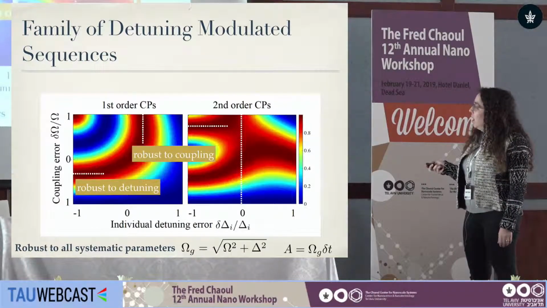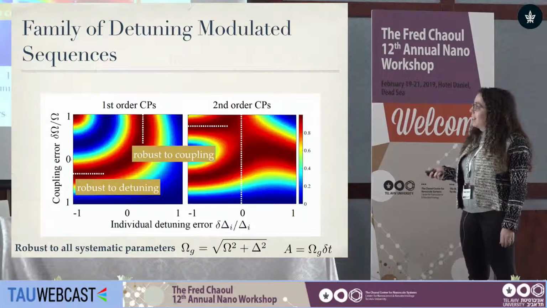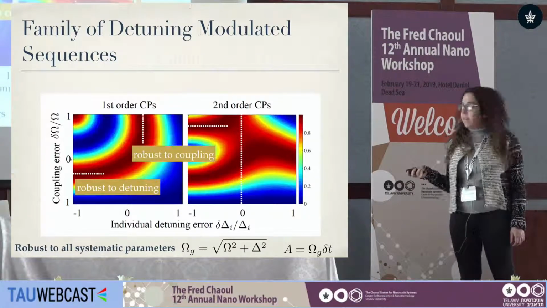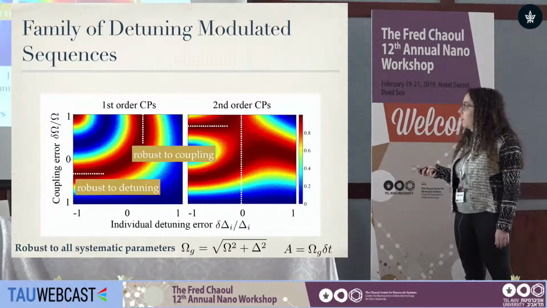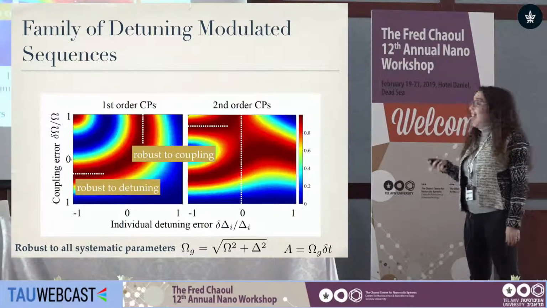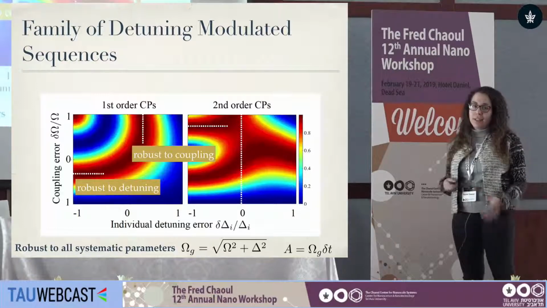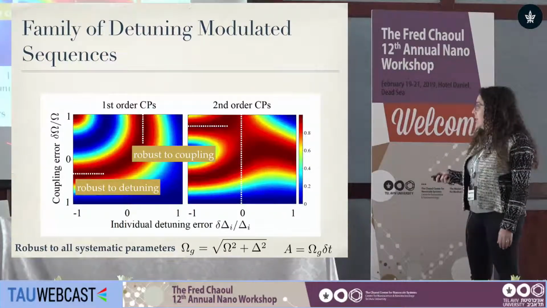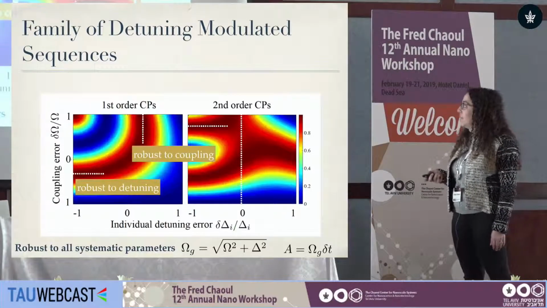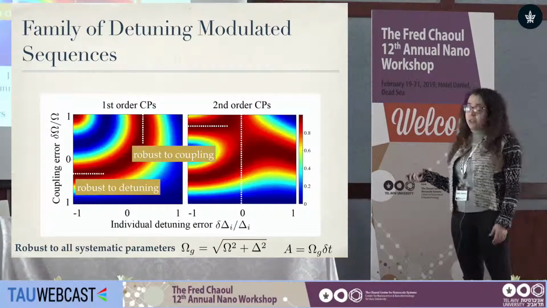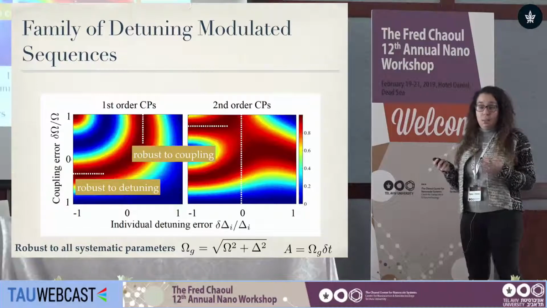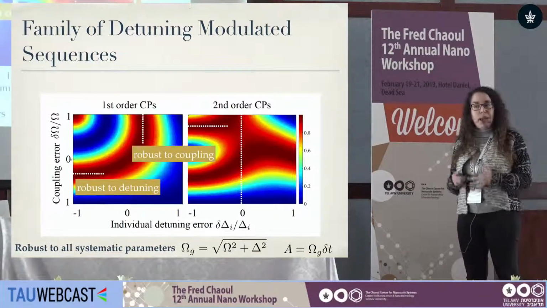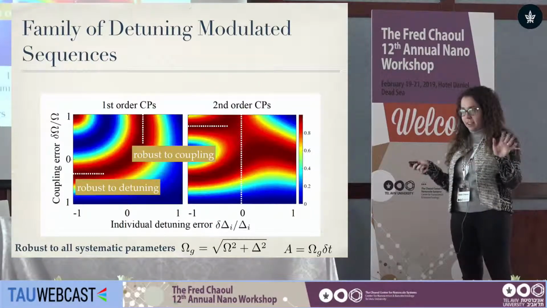And I'll remind you that given a non-resonant system, given a system with detuning, the generalized Rabi frequency is a function of both the coupling and the detuning, and the pulse area, or let's say the length of the waveguides, is a function of this generalized Rabi frequency. If I'm robust to coupling and detuning error, I will be robust to errors in the pulse area as well. So basically we have a scheme that is robust to errors in everything.